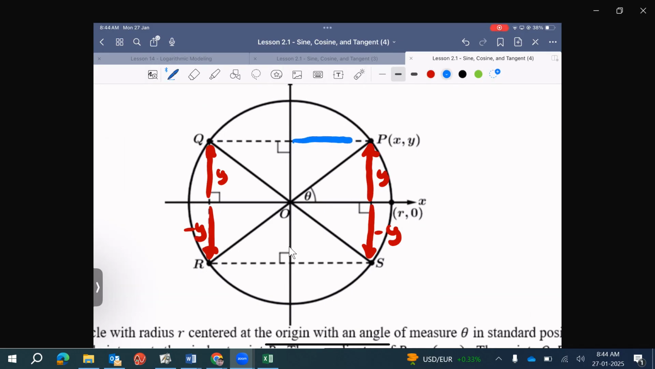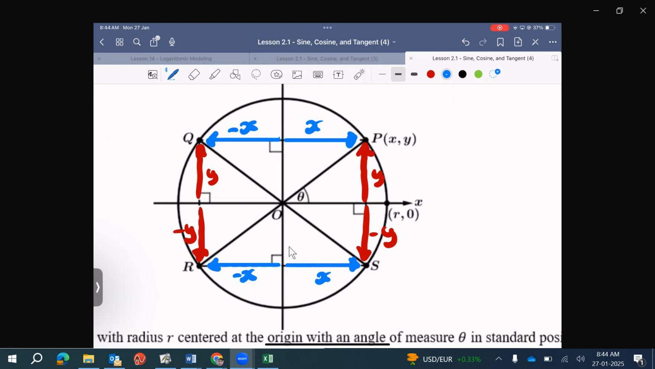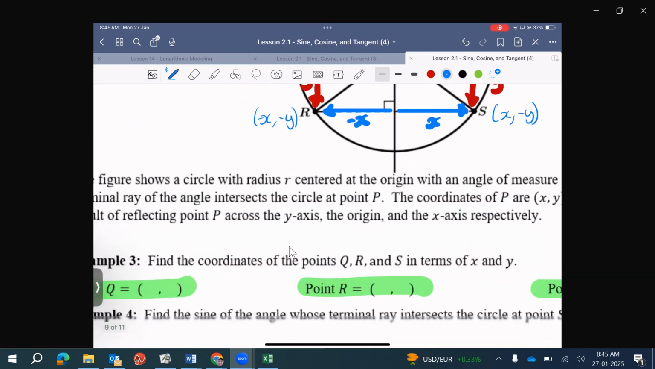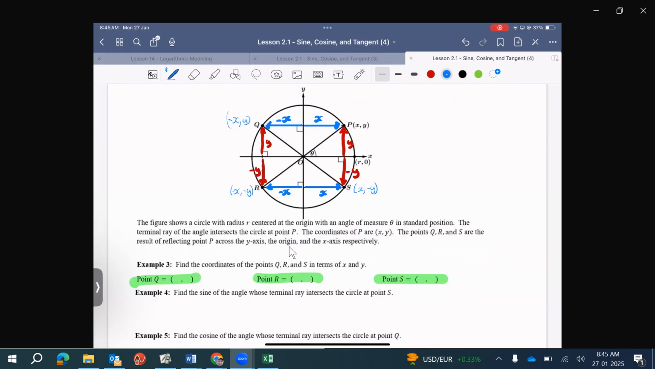This vector here is going to be x, so this vector here is also x. That makes this vector here -x, and this vector here also -x. So just reflecting our points around, we go backwards over here, we get -x, y. We bounce them both down, we get -x, -y. And here we get x, -y. Those are our points P, Q, R, S.